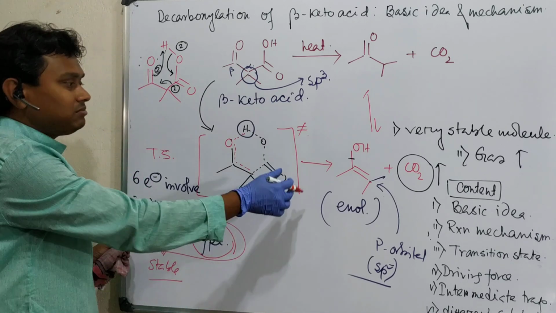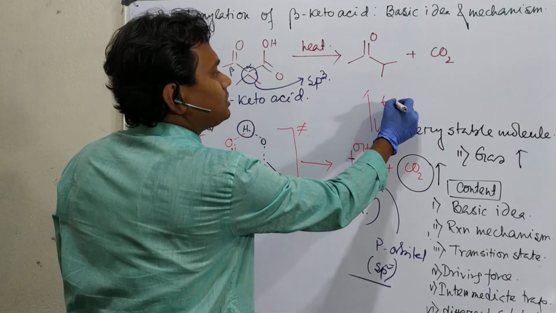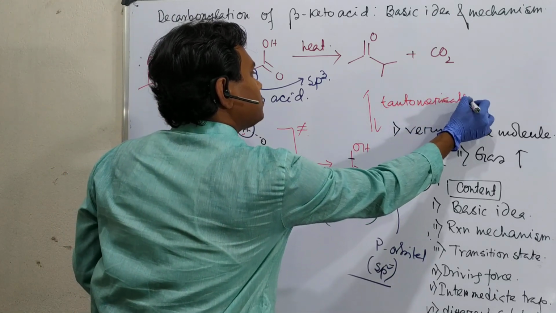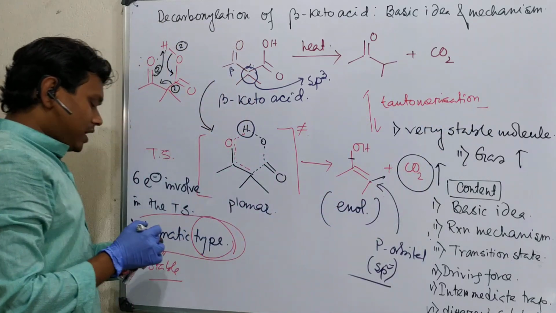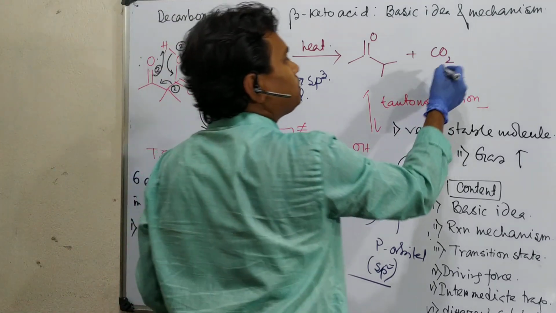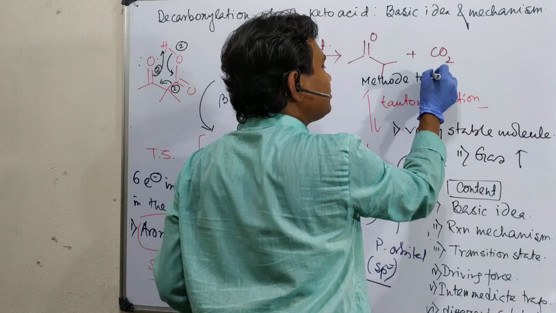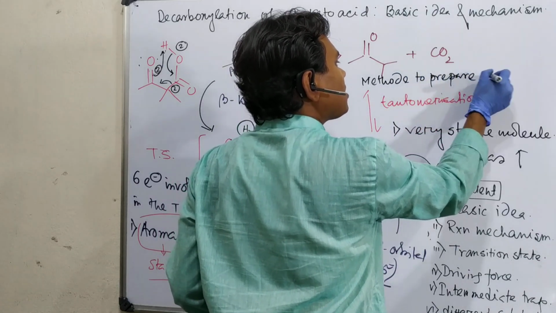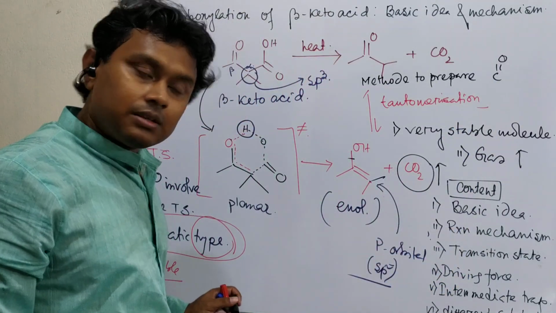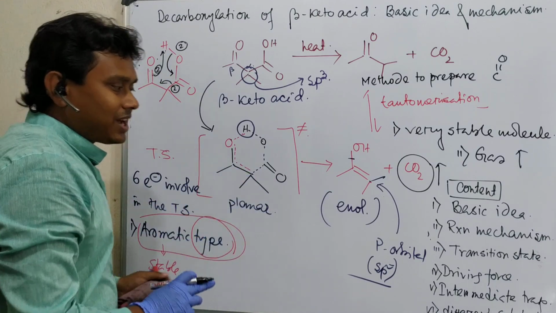So in this way, this enol is produced along with carbon dioxide, and after tautomerization it produces the carbonyl. So what are we actually getting? We may consider that this is a method to prepare a carbonyl compound, a method to prepare C double bond O. Or if it is an alkene, then alkene. Fine. So we have discussed the transition state driving force.